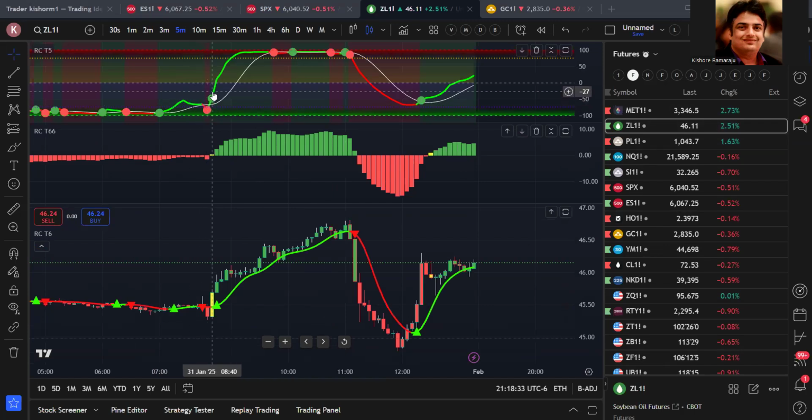Here buyers took the control. Here all green candles. You can hold until it goes all the way to the top.